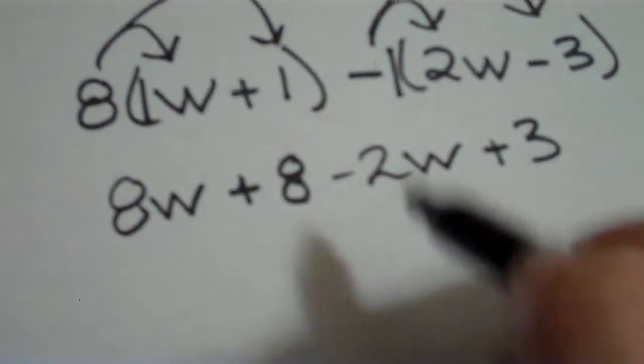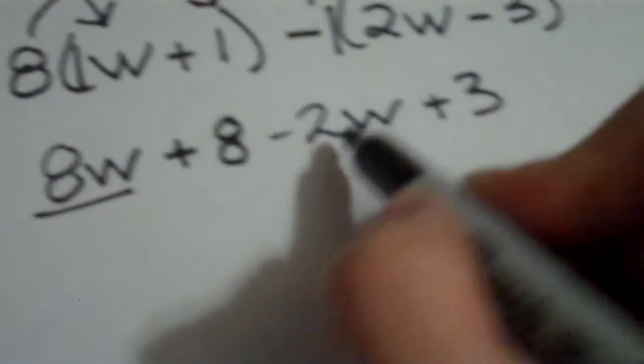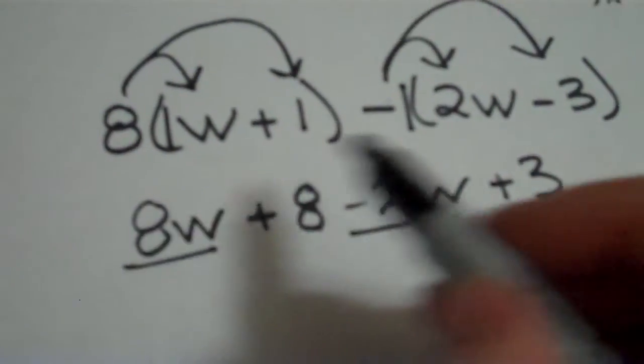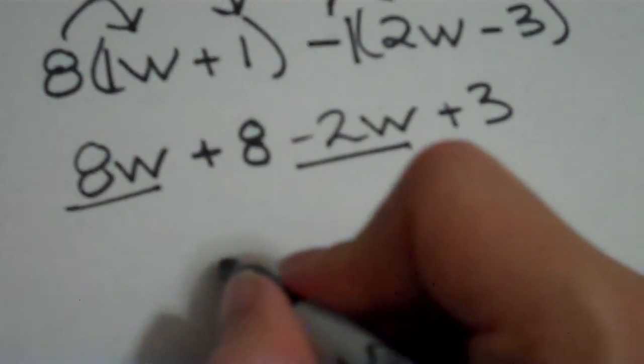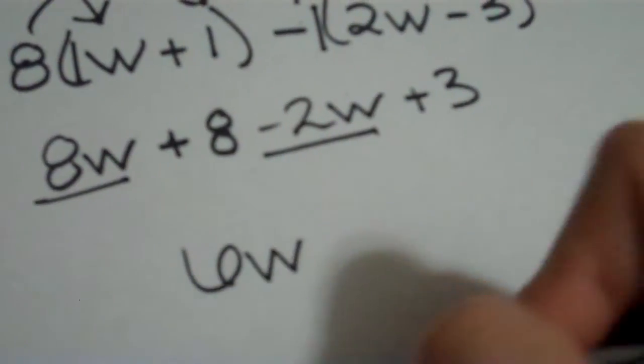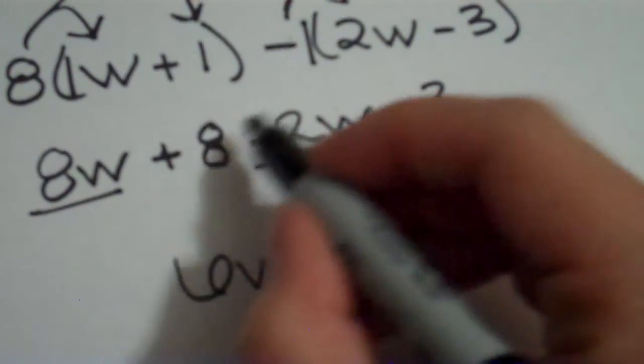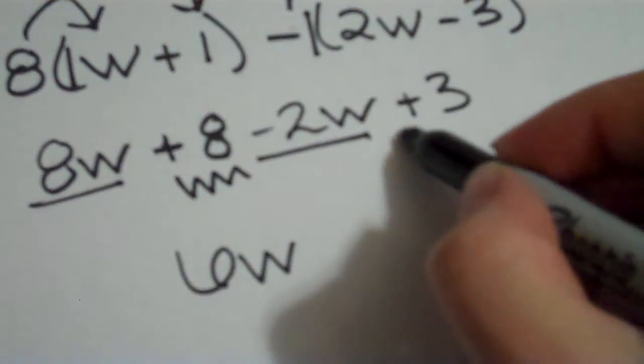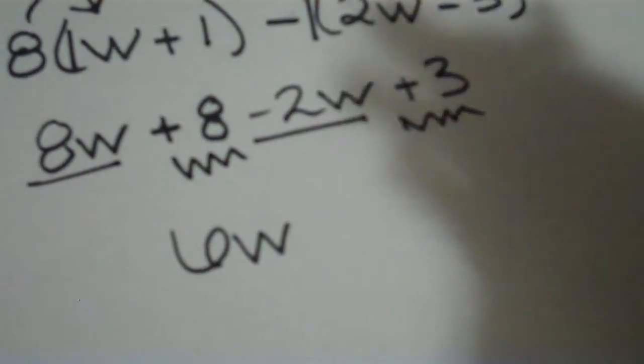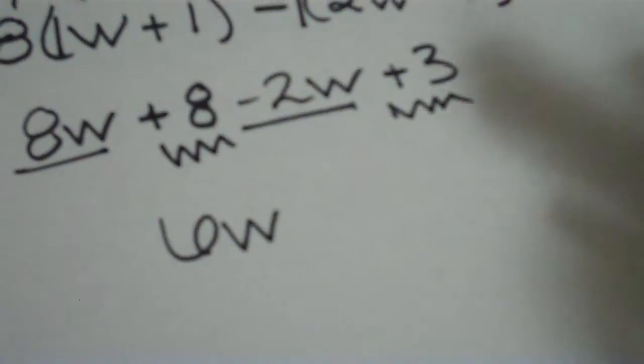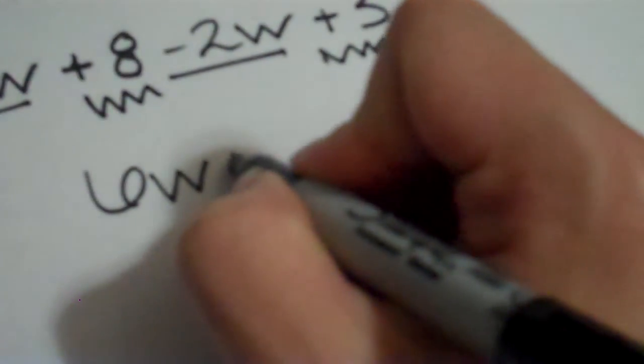Alright, so now we have W's here. So I'm going to combine my W's. 8 minus 2, you should just know is 6, so 6W. And then positive 8 plus 3, so I'm going to go with those. 8 plus 3, put in the calculator if you need to, but if not, it's 11, a positive 11. So you just put plus 11. And then you box it up.